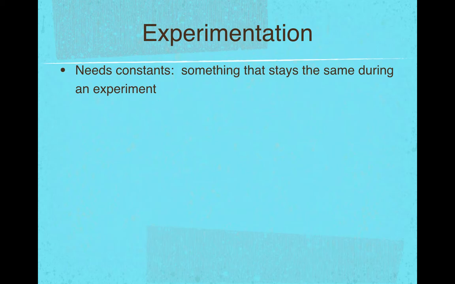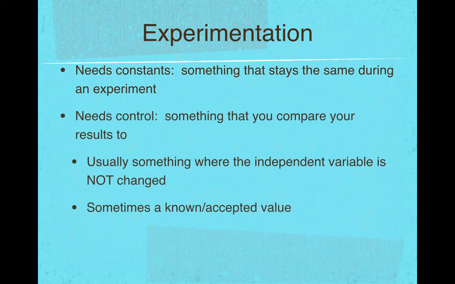A couple of constants. Use the same beaker for each trial. You had the same number of drops of water in each trial. Those things did not change from trial A, B, and C and brand A, B, C, and D. Those things stayed the same. You also need controls.